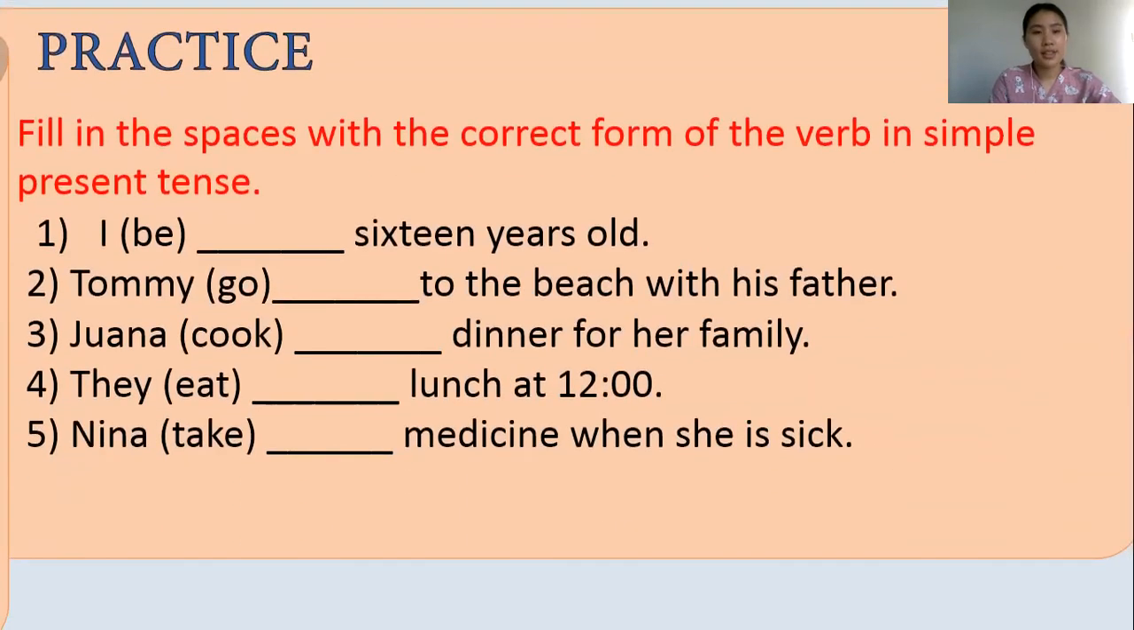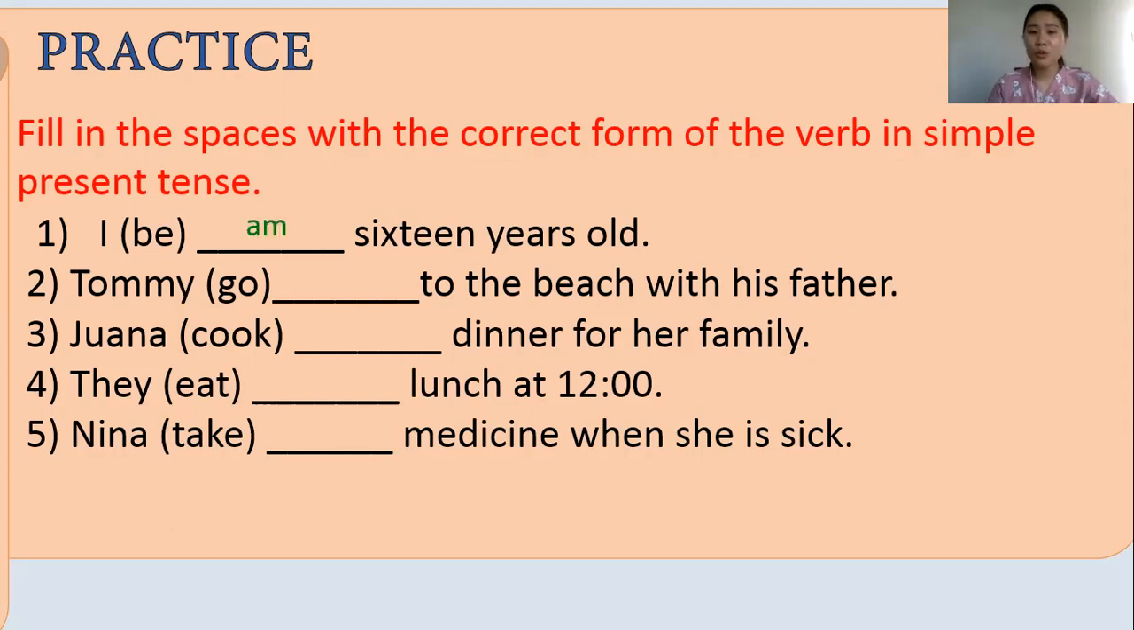Okay, the first exercise: fill in the space with the correct form of the verb in simple present tense. Okay, you have to stop right now, pause the screen and take two minutes. Let's get started. Okay, now time's up. We move to the first question. Question one, I, in the space, be, 16 years old. I am. Okay, I am is the correct answer.